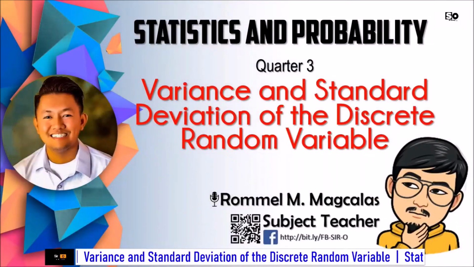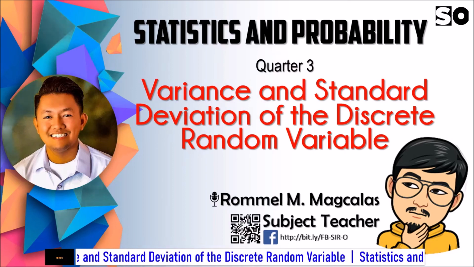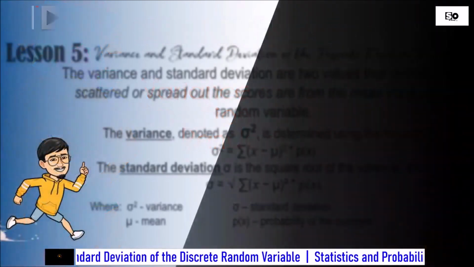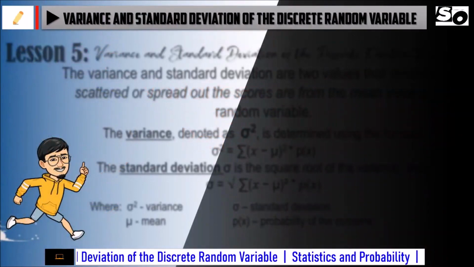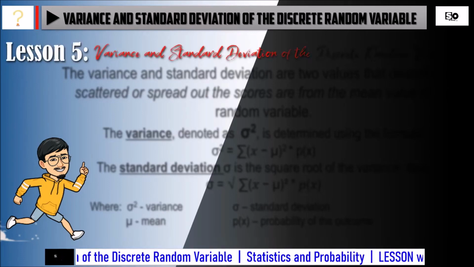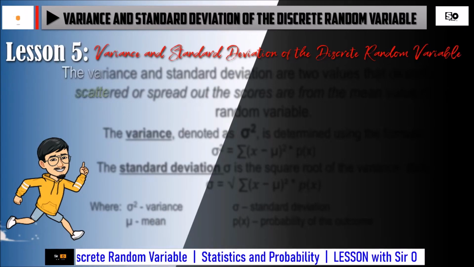For today's lesson, it is all about variance and standard deviation of the discrete random variable. Variance and standard deviation of the discrete random variable. Lesson 5, Variance and Standard Deviation.